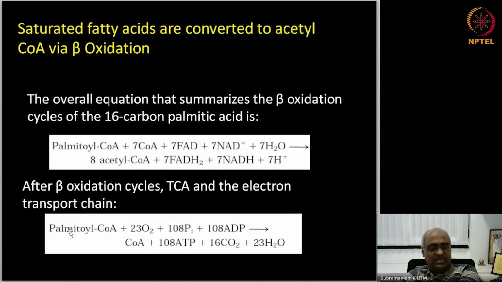So the 16 carbons end up producing 108 ATP molecules and 16 carbon dioxides, because you have 16 carbons, and 23 molecules of water. This is very, very important. Fatty acid oxidation actually generates water. So our body does produce water from molecules, not simply by hydration. So from normal fatty acids, you can actually generate water molecules. This becomes critical when we go to the next slide.